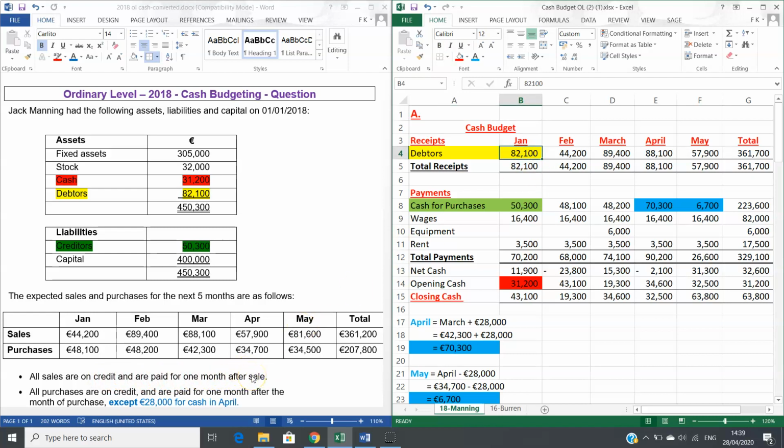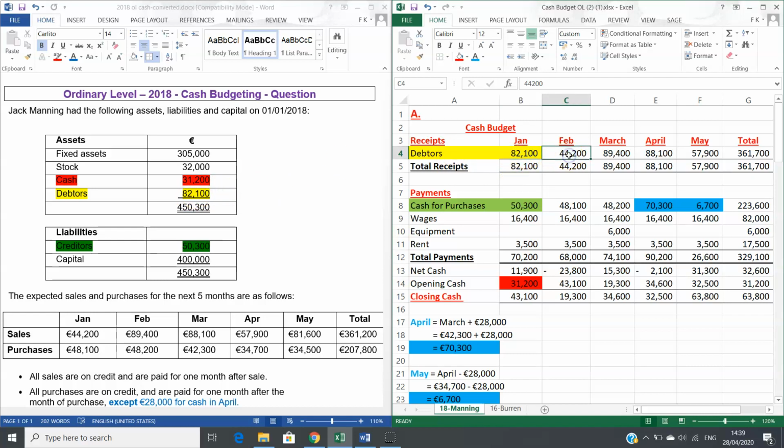So how do we figure out how much is going to be paid in January? Well, we're going to have to look at December. You can see December is not here, so where do we get it from? Well, we get it from our assets. They're called debtors, people who owe us money. So in December, 82,100 euro worth of goods were sold on credit. So that 82,100 euro we're going to get in January. That's why that's highlighted in yellow. You always get the first month under assets, under debtors.